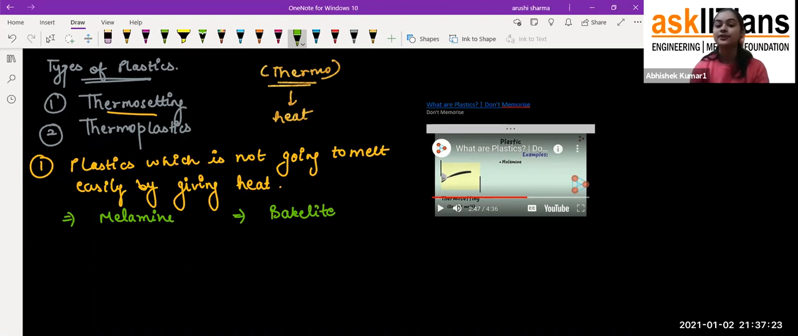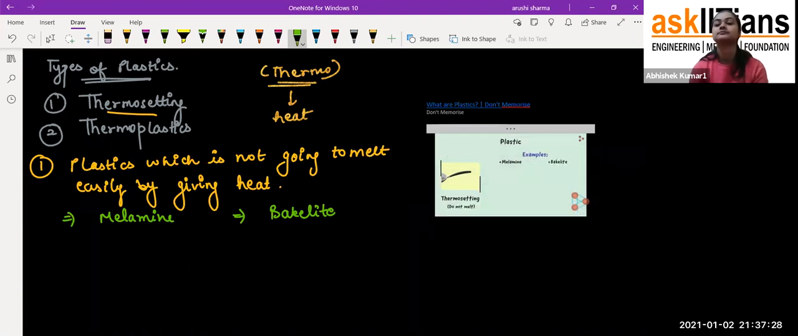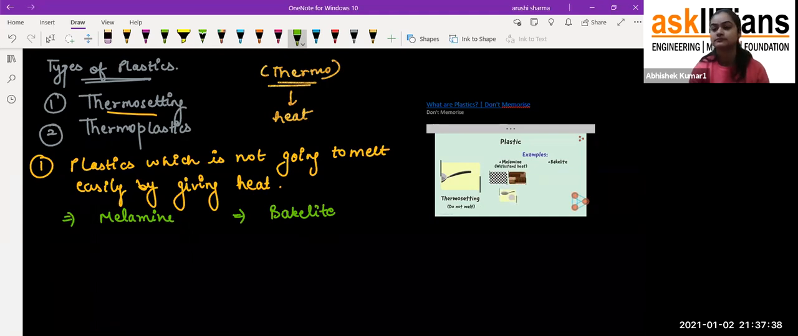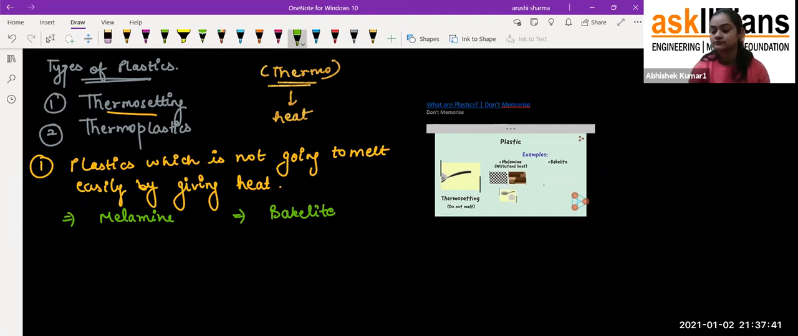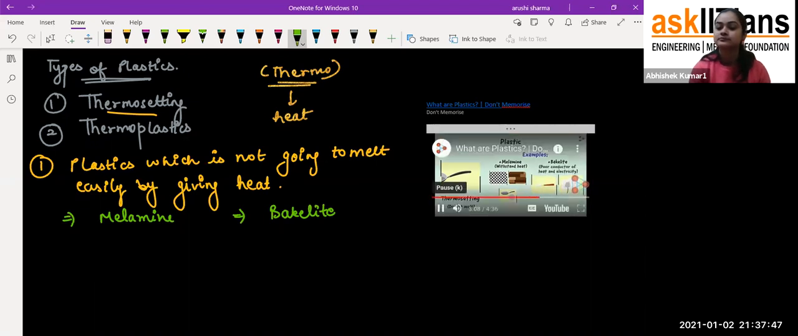Okay, so now we are going to see their examples, melamine and bakelite, and where they are used. Melamine is known to withstand high amounts of heat. It is therefore used in making tiles, floorings, and kitchenware. Bakelite, on the other hand, is used in making handles of kitchen utensils and switches, as it's a poor conductor of heat and electricity. So this was about thermosetting plastics.